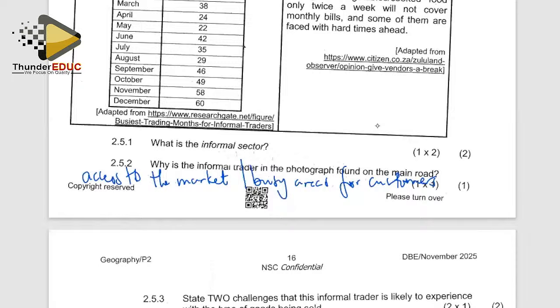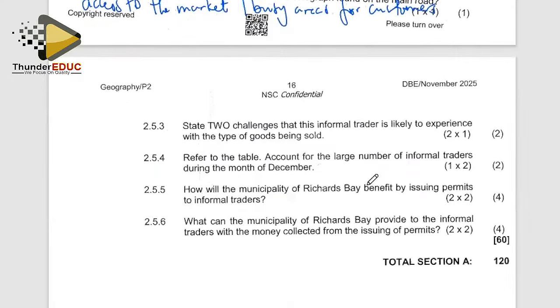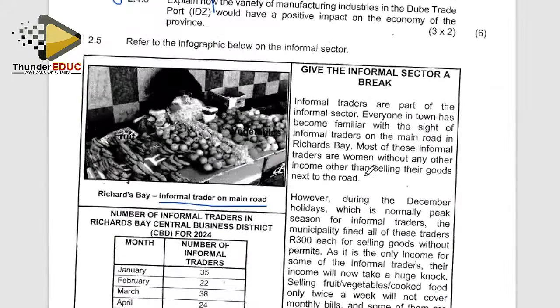Right. The next question is saying 2.5.3, state 2 challenges that this informal trader is likely to experience with the type of goods being sold. The question is specific with the type of goods being sold. The challenge is what type of goods are being sold. We are told here that this informal trader is specializing in fruit and also in vegetables. So the question is, in other ways, looking for typical problems for a person who is trading informally and selling that kind of product. What typical challenges?